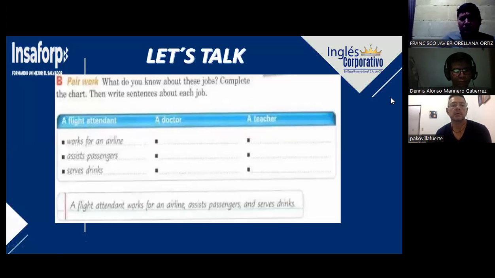Look at this one. It says: pair work. What do you know about these jobs? Complete a chart, then write sentences about each job. For example, a flight attendant works for an airline, assists passengers, and serves drinks. And what about a doctor? Think about some sentences about each job. Mention three things that a doctor does, or something related to a doctor, and also a teacher.